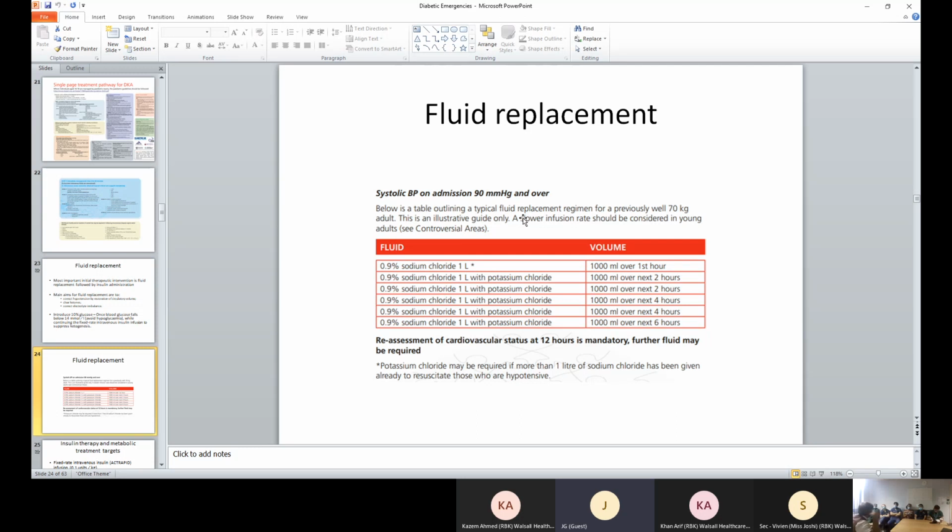This is where sometimes we have come across patients not being managed adequately. It's easy to understand: 1 hour to start, then 2 hours, 2 hours, 4 hours, 4 hours, and then 6 hours. Based on that, you can tell how much fluid the patient will require.